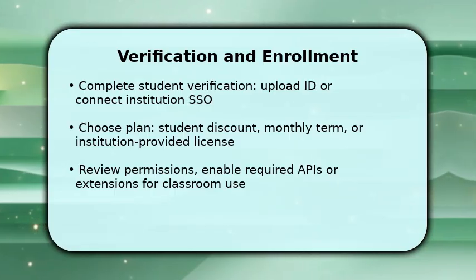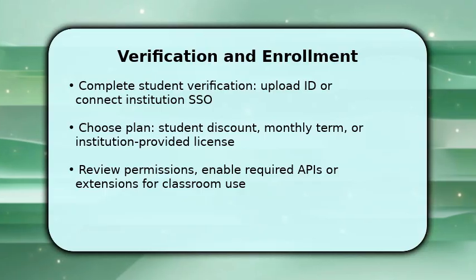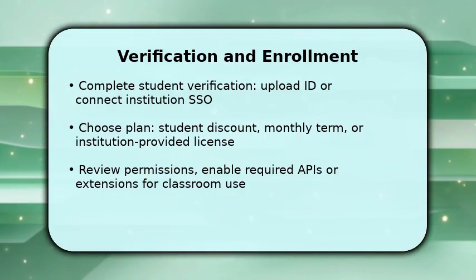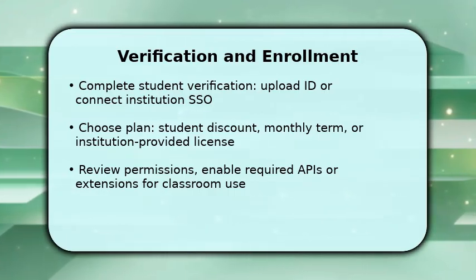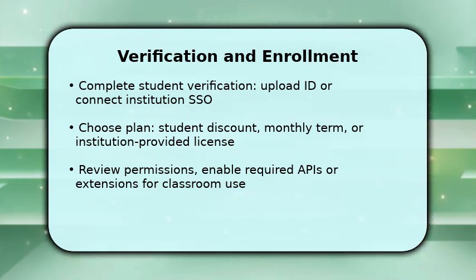After that, choose the student plan that fits: monthly student discount, annual, or an institution-provided license if available. Make sure to review requested permissions and enable any required APIs or browser extensions for classroom integrations. Once confirmed, accept the terms and finalize billing. These middle steps ensure the account is configured correctly for both personal and classroom workflows.